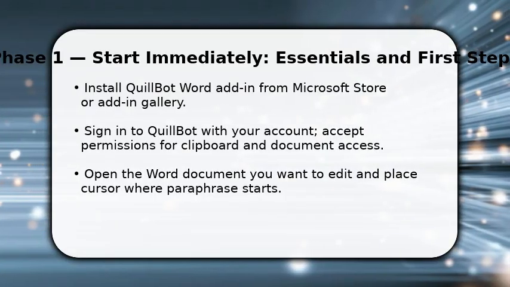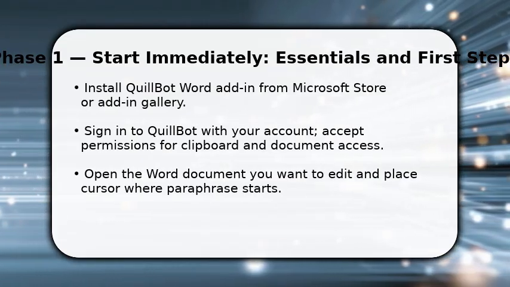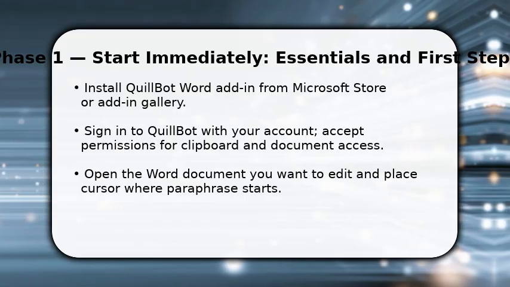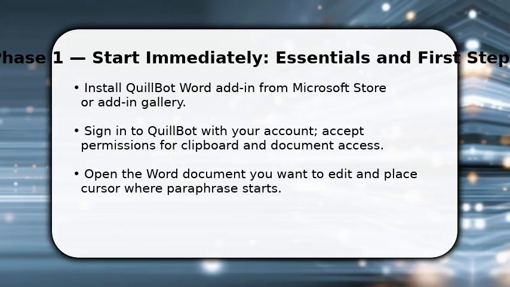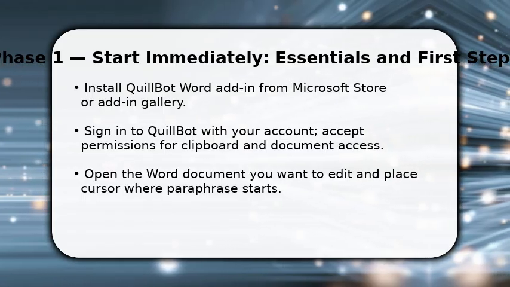You start by getting Word and Quillbot talking. Open Microsoft Word and install the Quillbot add-in. Sign in when prompted so the tool can access your document. Once done, position your cursor at the paragraph you want to rework or select text to target.